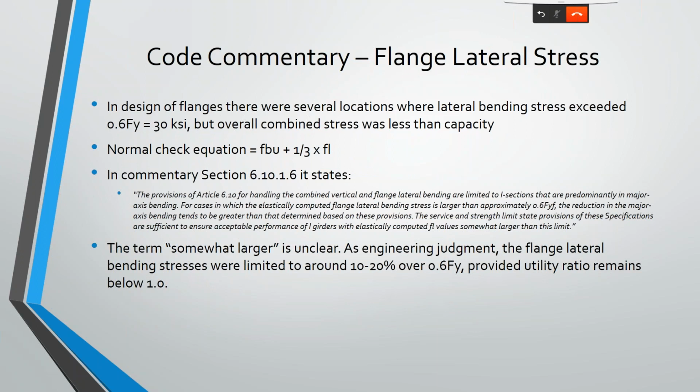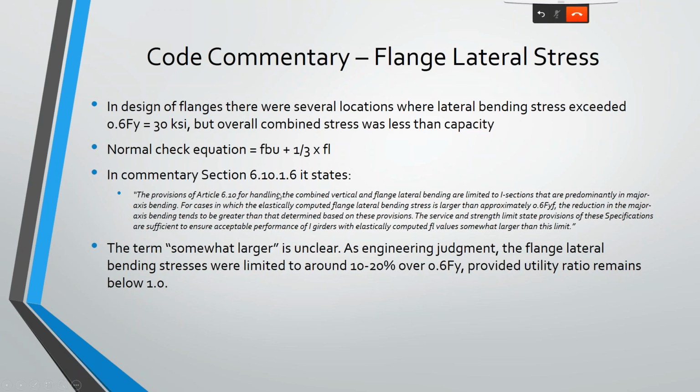One code commentary that we ran into is for the flange lateral stress. In the design of the flanges, it says you don't want to exceed 0.6 FY, or 30 KSI for a 50 KSI beam. The normal check equation is FBU plus 1/3 times FL. What we were seeing in a number of cases when we originally ran this was that this FL was higher than this limit, but the overall FBU plus 1/3 FL was lower than our required. So we were okay overall, but we were exceeding this provision.